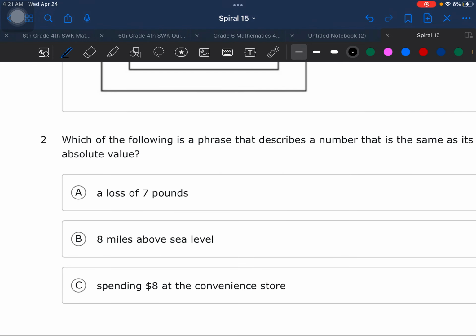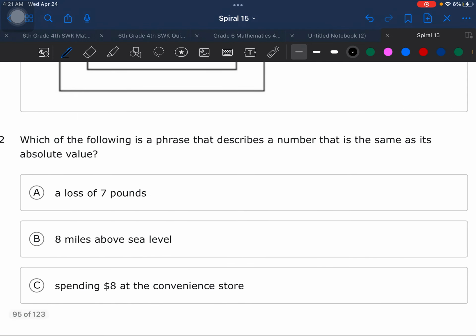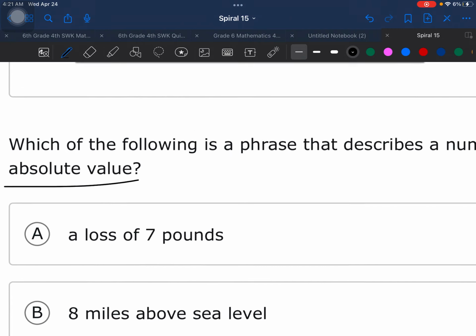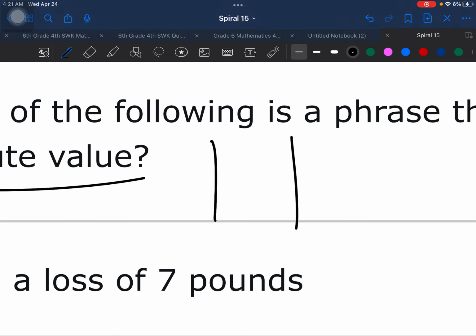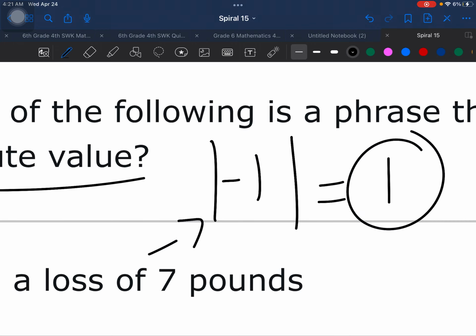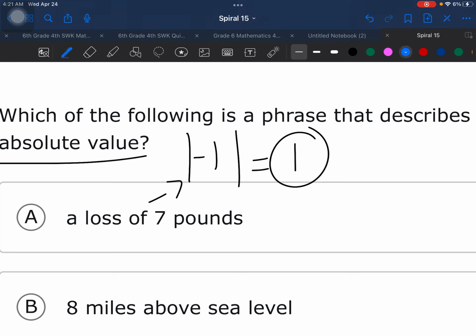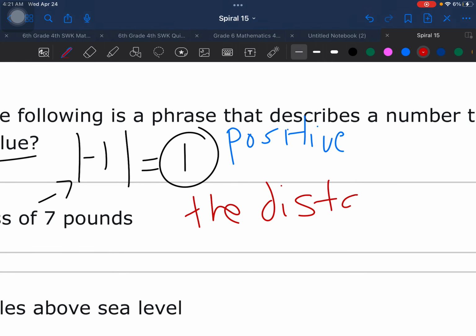Number 2. Which of the following is a phrase that describes a number that is the same as its absolute value, chicos? Absolute value. It doesn't matter what you have inside of the absolute value. It will always give you a positive number. Why is that, sir? Absolute value is the distance from 0.